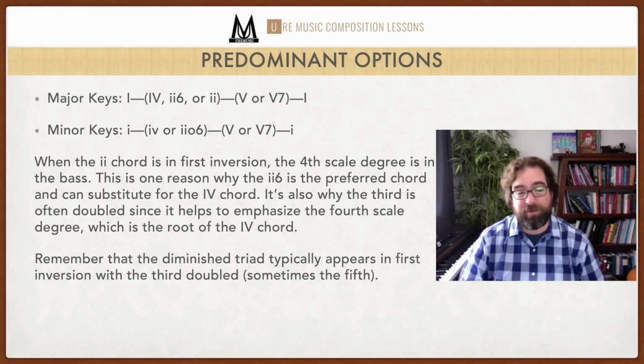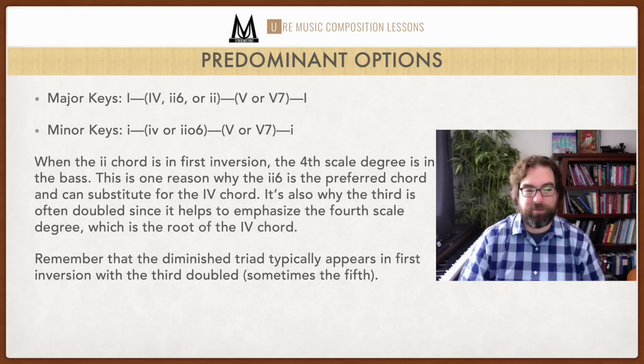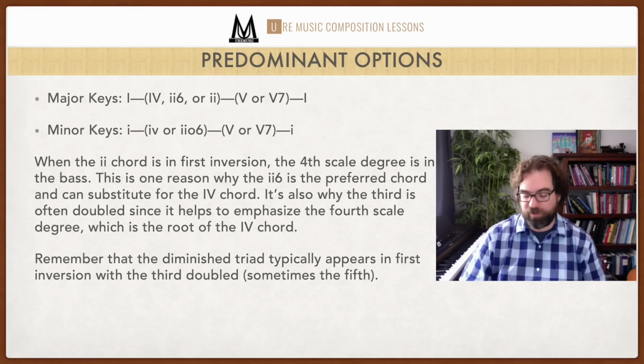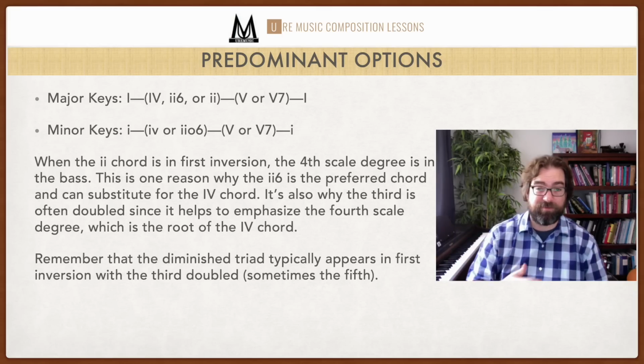And just remember that the diminished triad typically appears in first inversion with the 3rd doubled. Sometimes you can double the 5th, but you just don't want to double that root. The 3rd will be by far the most common way to voice the 2 diminished chord, but there may be some instances where voice leading becomes a priority and you prefer to double the 5th because that might allow you to have some stepwise motion.